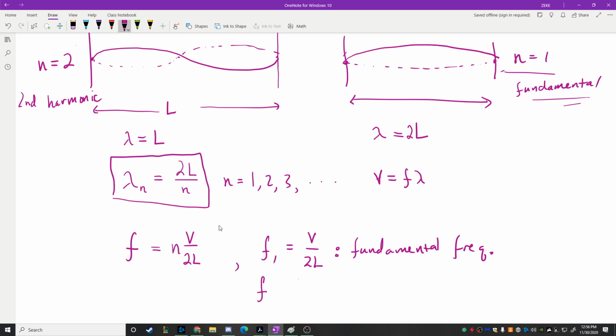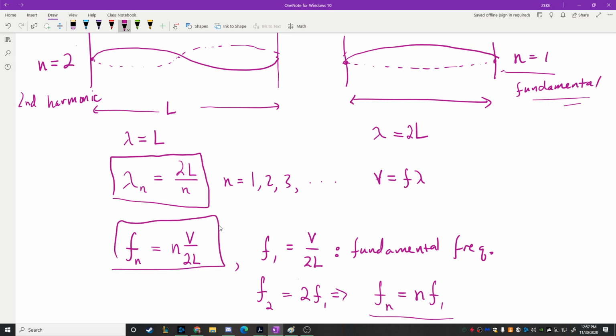The second harmonic, F2, is basically equal to 2 times F1. This is something you saw in the video where he doubled the frequency and he got the second harmonic. Because again, it's n times v over 2l, but the F1 is this. So in general, the nth frequency is equal to n multiplied by the fundamental frequency. It's kind of a useful expression, but this is the more general one.